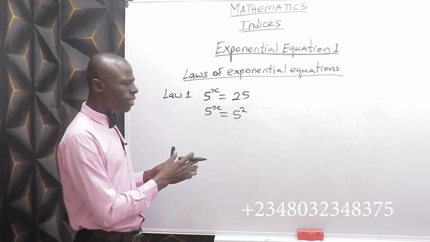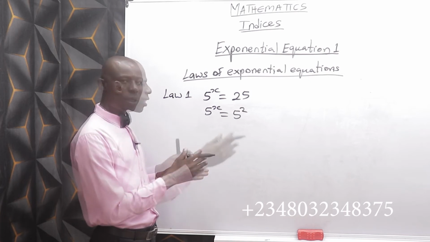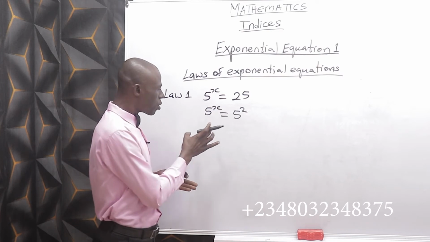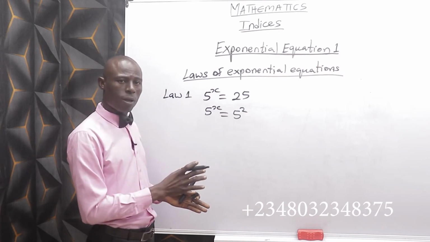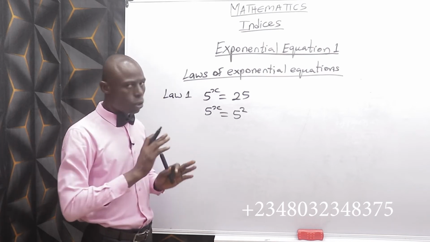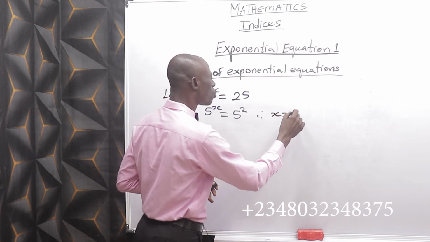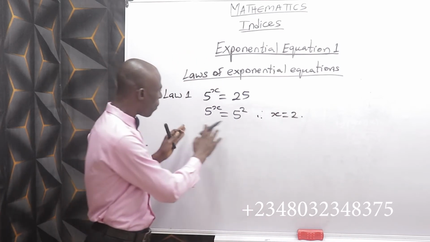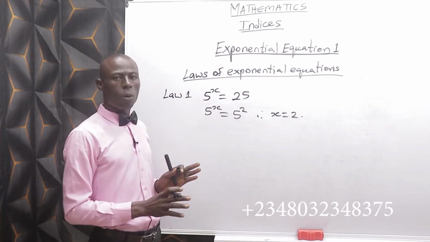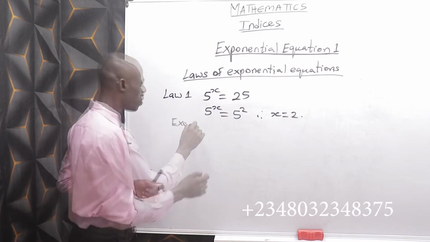You can see now that we have an indicial equation of two terms, such that each term is on either side. And the bases on both sides are equal. The fact that the bases on both sides are equal makes their powers also equal. You see, therefore, x is equal to 2. Equal bases means equal power. That is a law. How do we make use of the law?